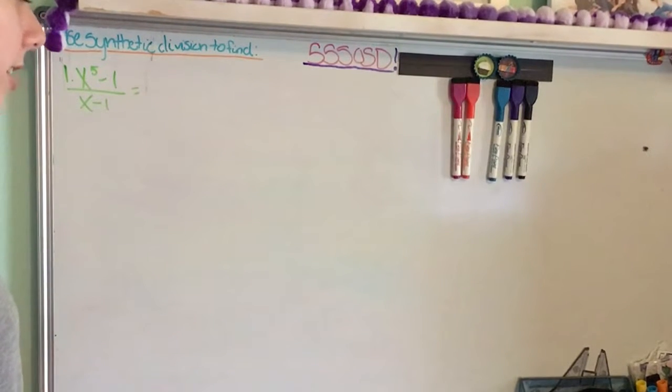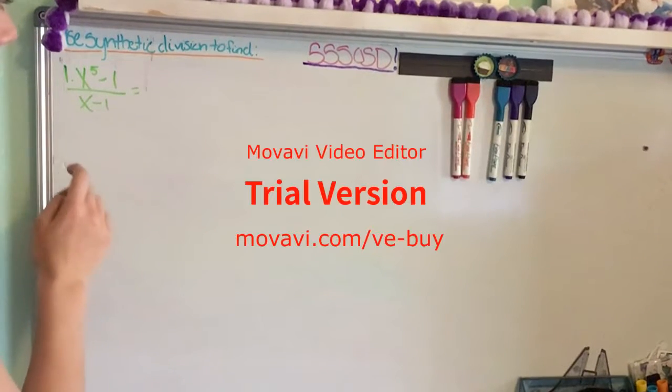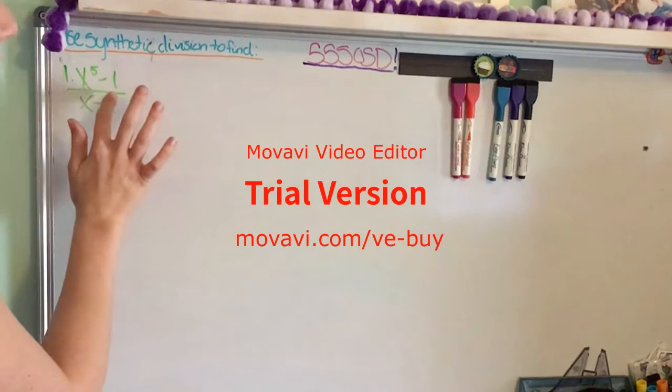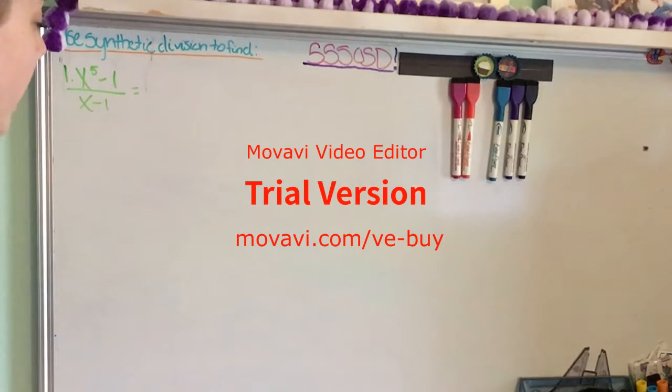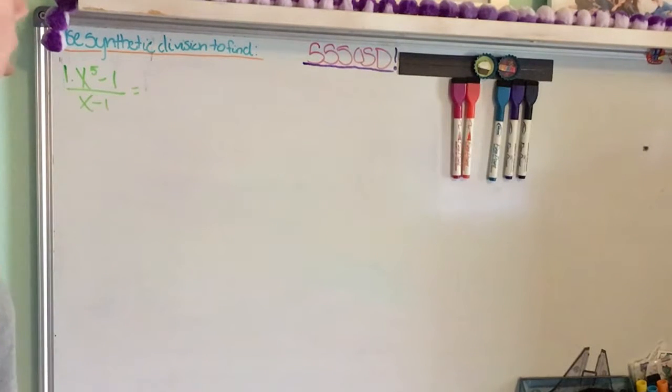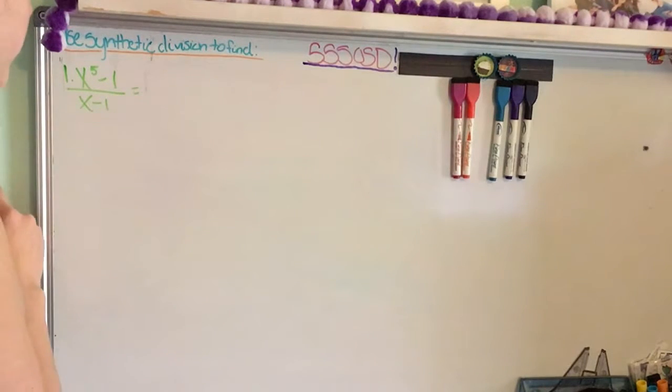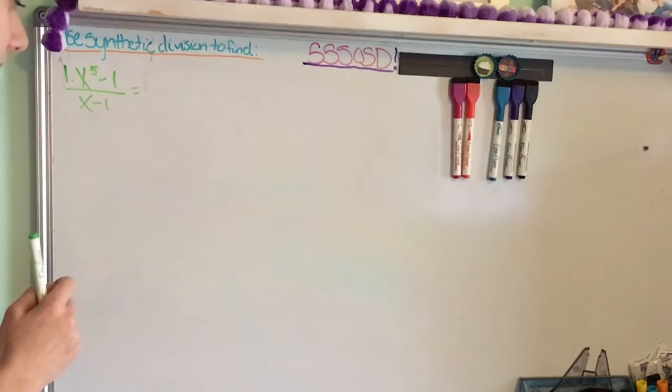So today we're going to be learning the basic steps for how to synthetically divide. You will be given a question that asks you to find the answer for a given equation divided by a given factor. And that given factor should always be a polynomial with a degree of 1, meaning that x should be by itself without any exponents.